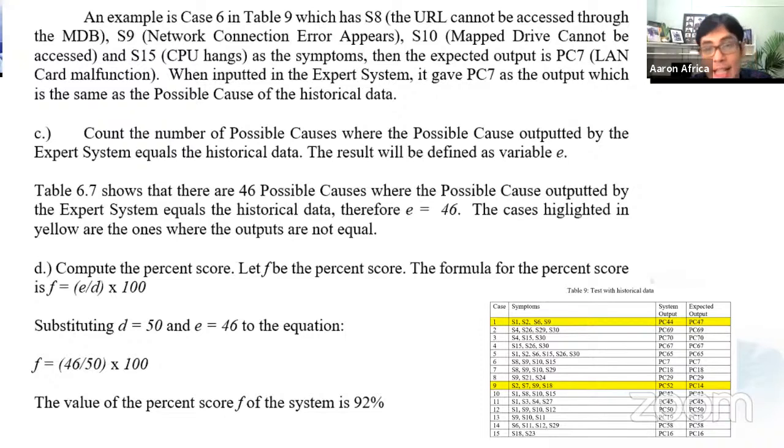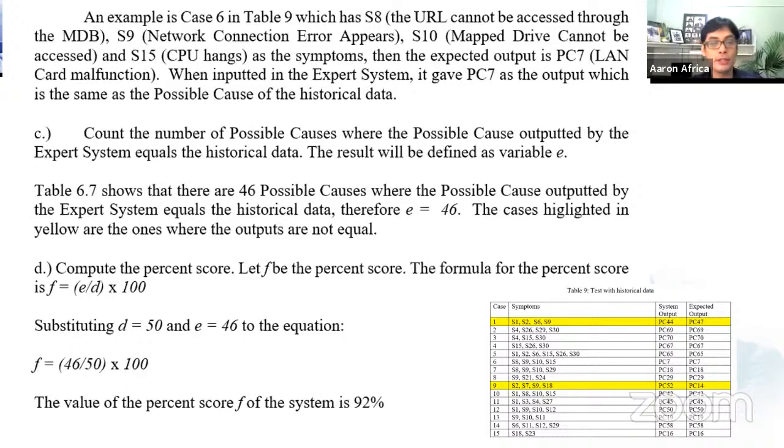For example, in case 9, which has S8, the URL cannot be accessed through NDB. S9, network connection error appears. S10, map drive cannot be accessed. S15, CPU hangs. Then what we expect is 7, and what the output is also 7.